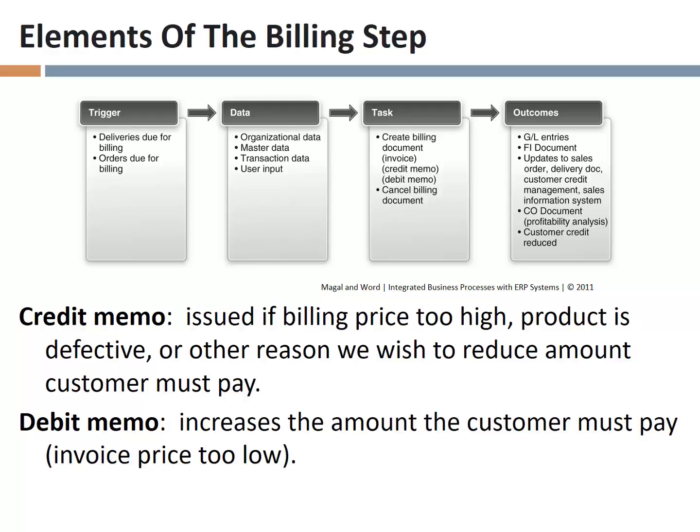From the customer's perspective, debit memos aren't as positive as credit memos, obviously. So one of these represents a decrease to the amount the customer owes us. The other represents an increase. So when we talk about billing documents, notice that there are, in fact, 3 different kinds of billing documents. We have invoices, which we're going to see a lot of, and then we have credit memos and debit memos, which are going to be far less frequent.